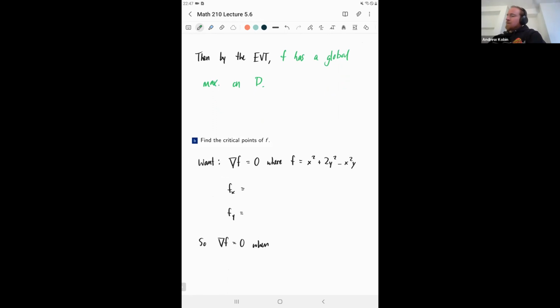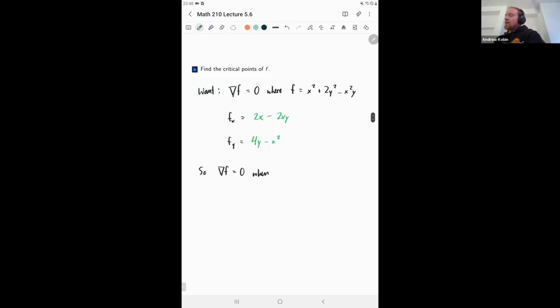And first of all, let's compute the 2 partial derivatives. Here I see the x derivative is 2x minus 2xy. And the y derivative is 4y minus x squared. And we want to know where this pair of functions is equal to 0, where the gradient is equal to 0.